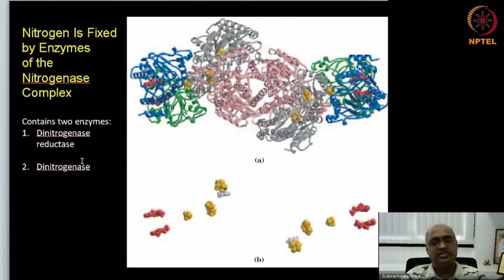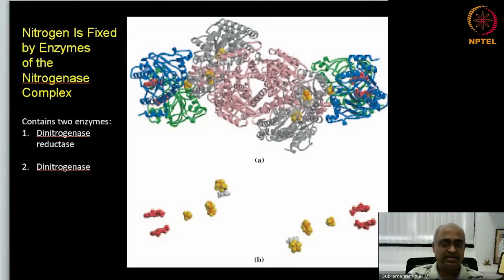And then dinitrogenase itself, that is this one. This is a heterotetramer. You have 2 gray subunits and 2 light pink subunits. So this is the heterotetramer, 4 polypeptide chains. And this is one more of the same, this dinitrogenase reductase. So 2 dinitrogenase reductase can associate with a single dinitrogenase complex. So totally you have 2 here times 2, so 4, and this itself 4. So you have about 8 subunit polypeptide chains making this whole complex.